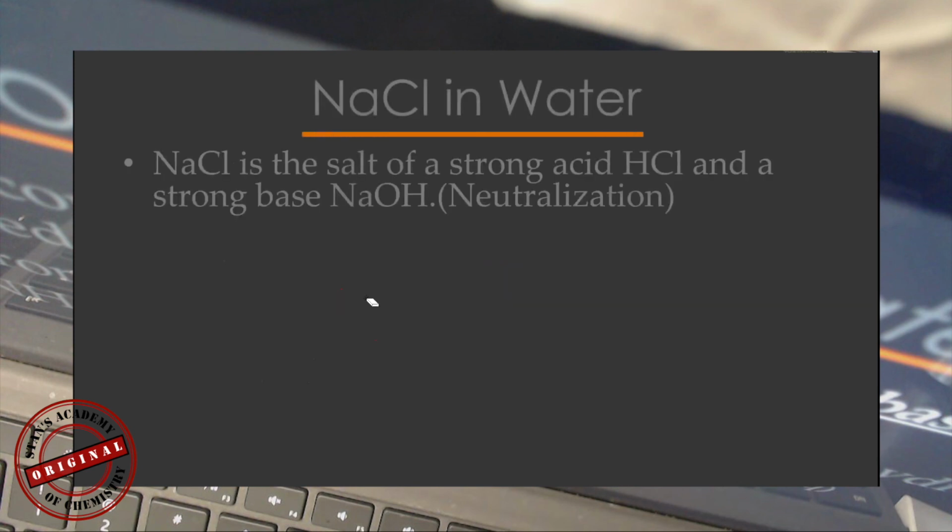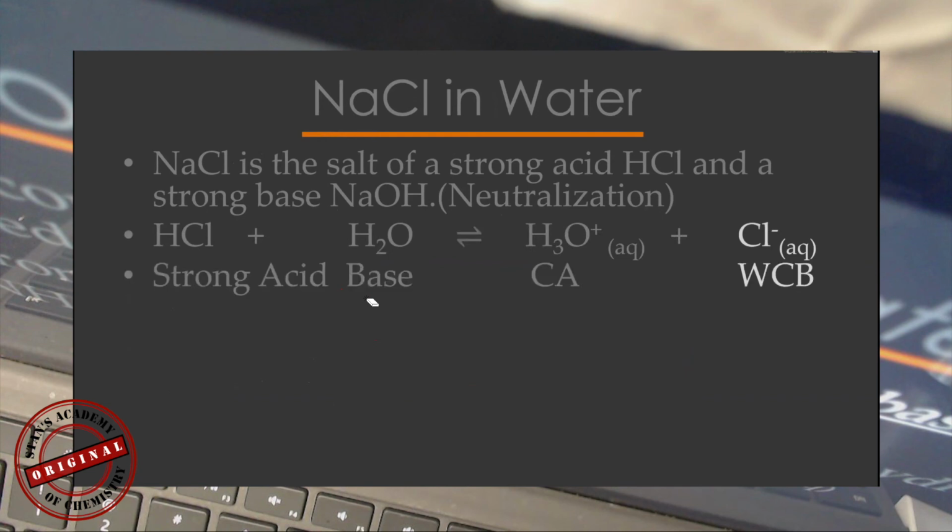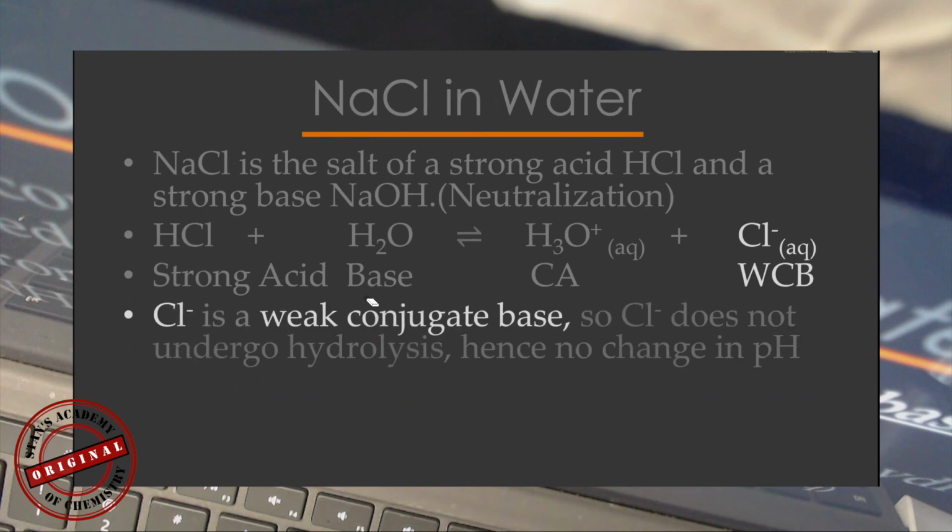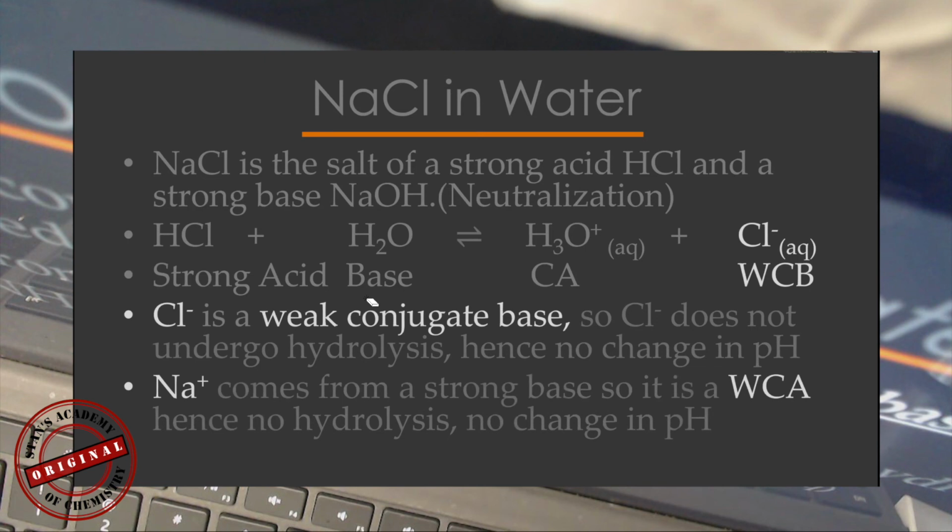It's again an explanation. NaCl is a salt of the strong acid HCl and the strong base NaOH, by neutralization. And this is the equation, and Cl minus is a weak conjugate base. This is what you should be writing. Therefore, since Cl minus is a weak conjugate base, it does not undergo hydrolysis, no change in pH. Na positive comes from a strong base, so it's a weak conjugate acid. They are spectator ions usually. They do not actually cause hydrolysis.